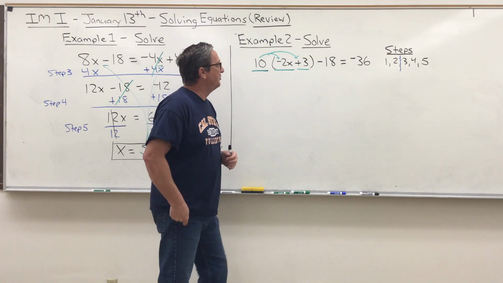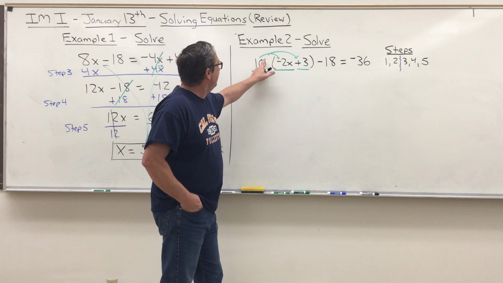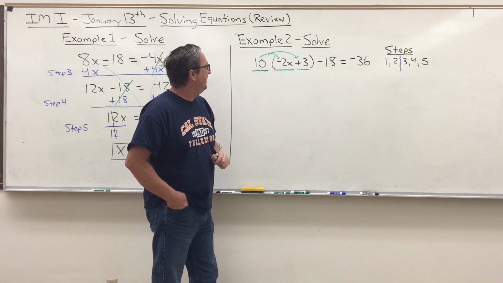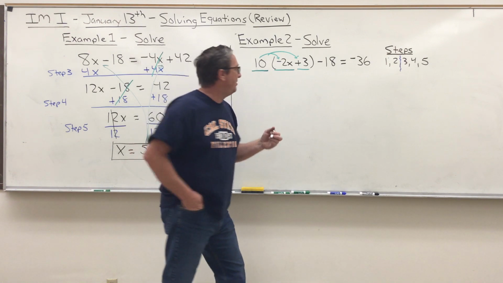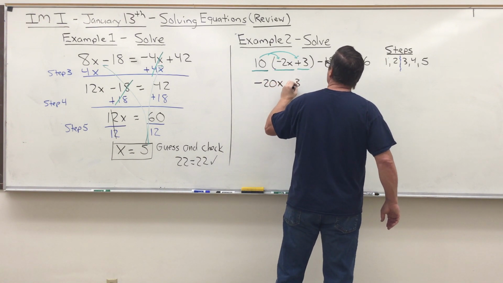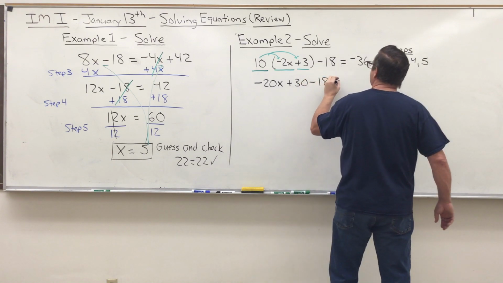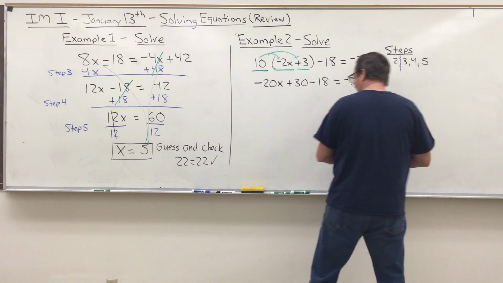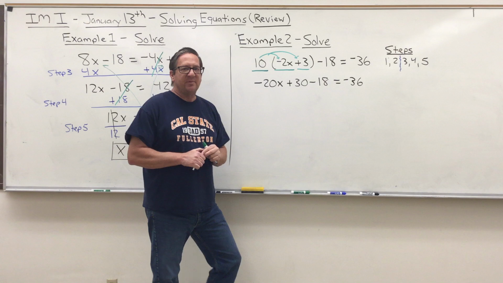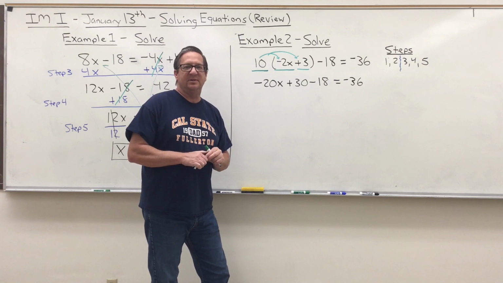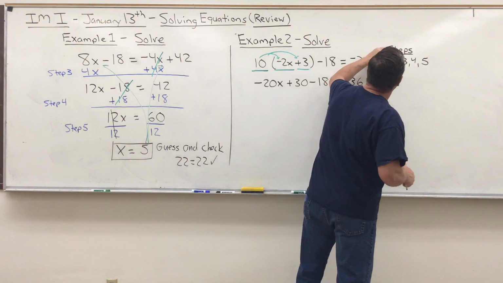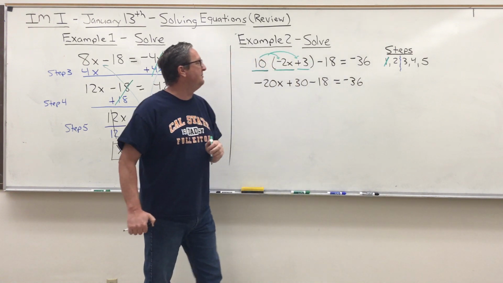If you have different colors, I think this really shows up in your notes later on. Notice, as I do my loops, I point to the signs so I don't forget. Now we're going to multiply. I get negative 20x plus 30 minus 18 equals negative 36. The problem may look intimidating in the very beginning, but it's not so intimidating when we get to the end. So, step 1 is done.